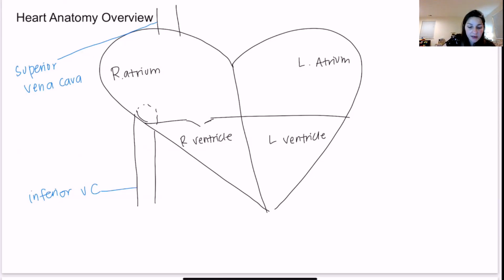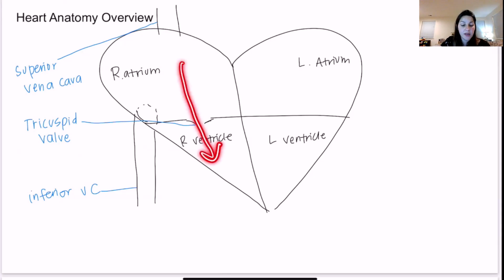And so my leader line there, that is called the tricuspid valve. The tricuspid valve is called tricuspid because it has 3 cusps, and we'll get to this in the lab, but it has 3 little bits, and so we call it the tricuspid valve. So blood flows from the right atrium to the right ventricle, and it gets there from these vessels, the vena cava, the superior one and the inferior one.